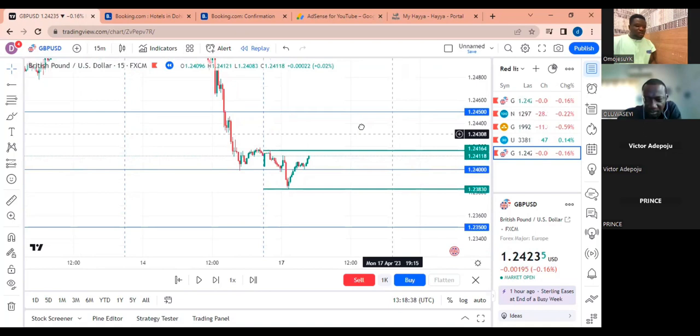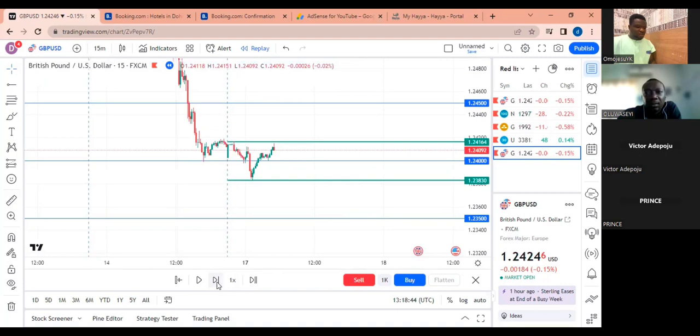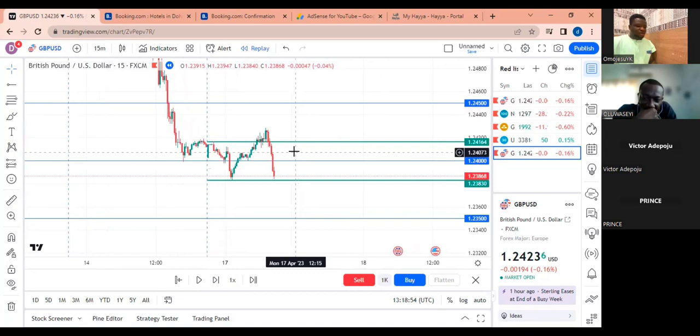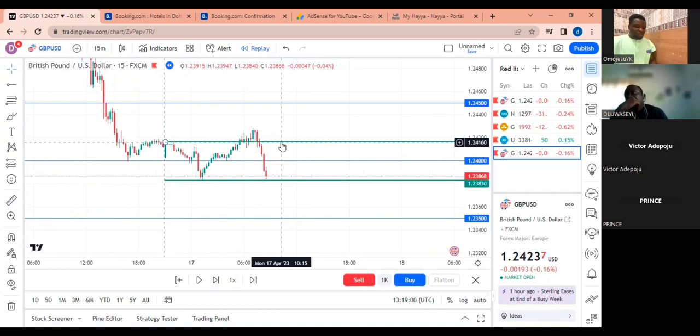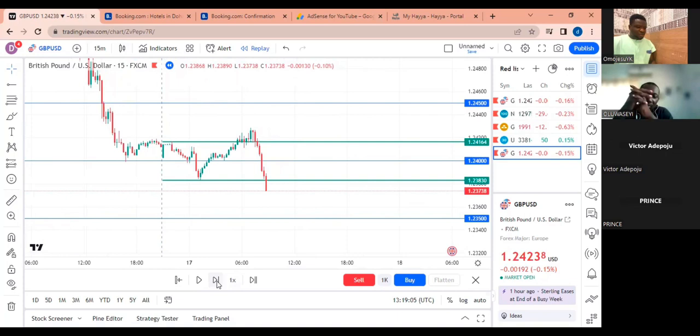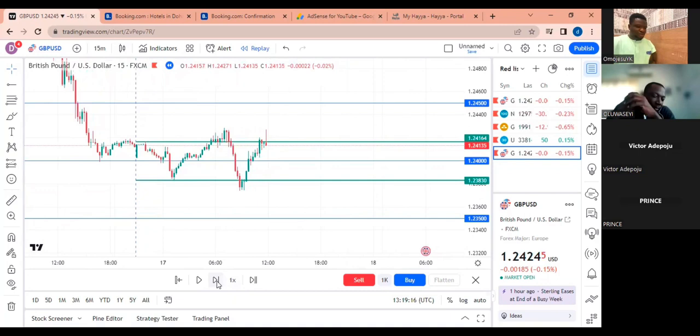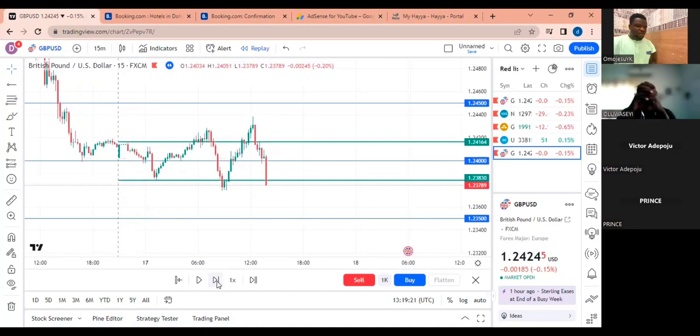So now we have our psychological level, the high and low of the week. So let's have a replay of the market. This is still Monday. We're just trying to backtest what happened this week. So we can see this is our high of the week. This is the low of the week. So this is Monday. For Jeff's strategy, he doesn't trade on Monday because he wants to see the direction of the market. So we're still going.